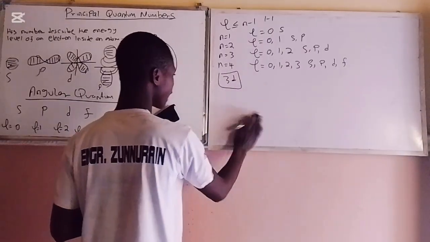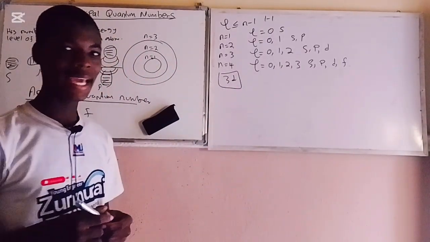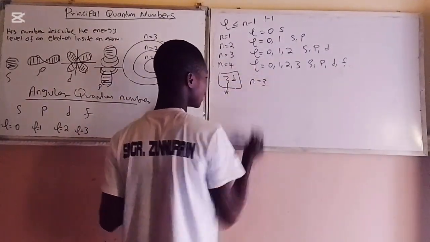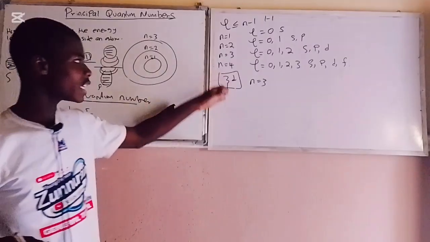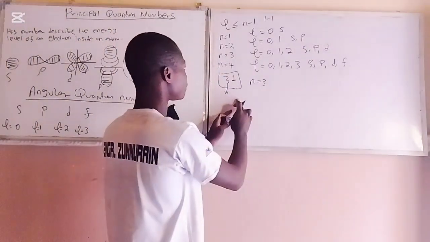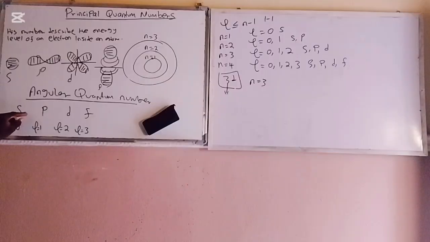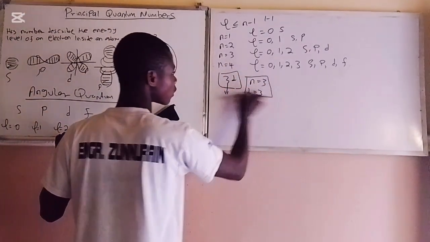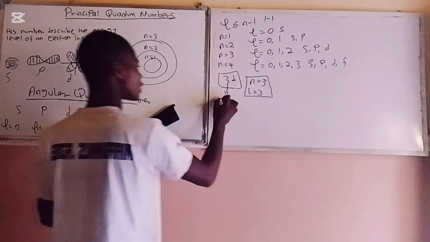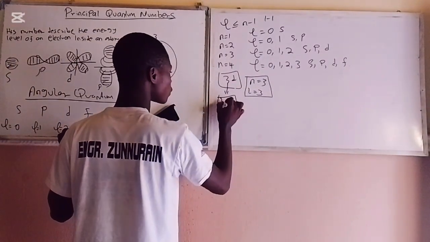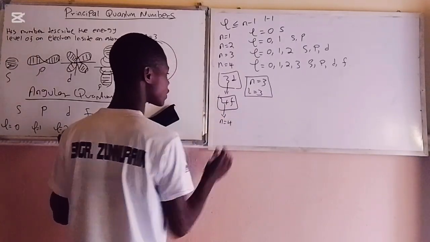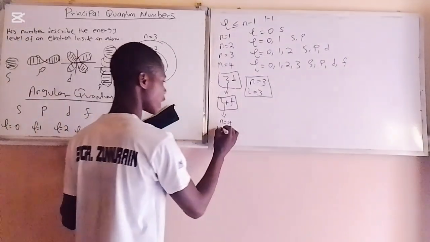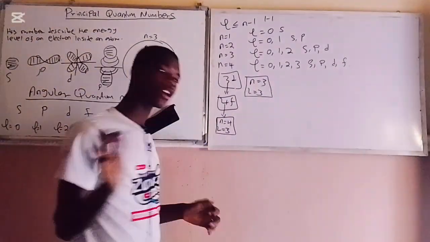Suppose I am given 3d. I'm asked to identify n and l. As we all know, the whole number 3 is n. So what of d? We have to take a look at s, p and d. d has l as 2. So this is the answer. Next I am given 4f. As we all know, n is equal to 4. So what is l for f? 0, 1, 2, 3. So f is 3. Therefore l is equal to 3.